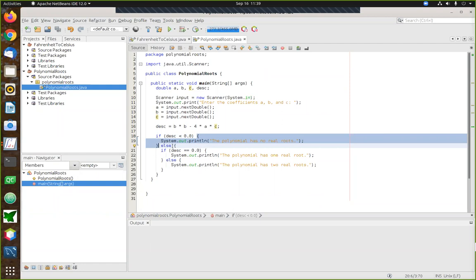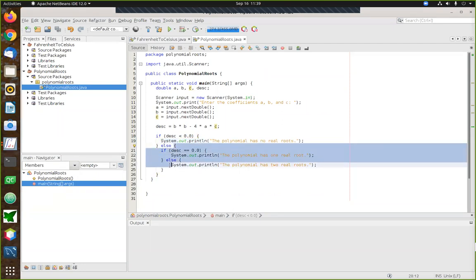And if the test evaluates to false, we have a second portion of the statement. This is what's called the else branch. And in the else branch, we do what we're going to do if the answer to the question is false. Right now, in this case, if we learn that the discriminant is not negative, we have to follow that up by asking a second question.